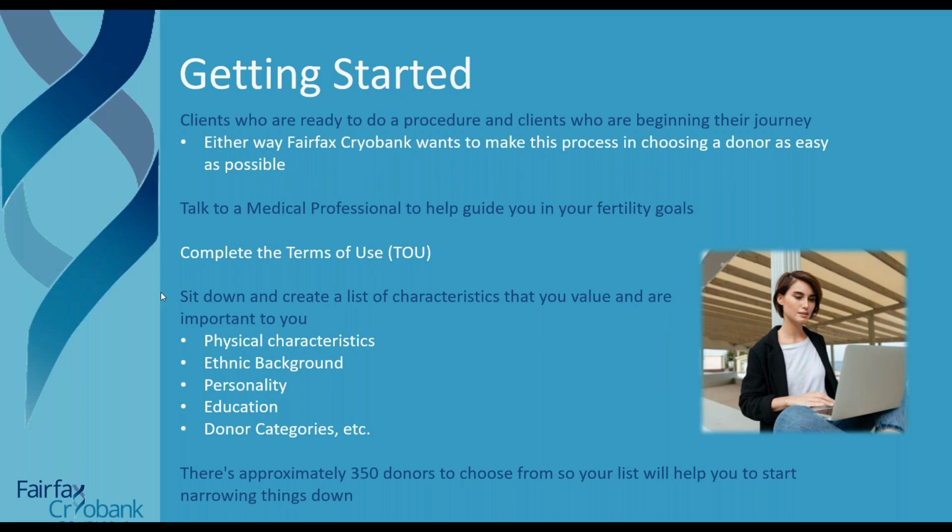As far as starting the journey to choose a donor, we often recommend that you sit down and create a list of characteristics that you value and that are important to you. That can be physical characteristics. Maybe you want your donor to be blonde, or maybe you want your donor to have dark hair. Also consider the ethnic background, the donor's personality, their education, as well as the donor categories. Right now, we have approximately 350 donors to choose from. So what we want to start doing is narrowing down what exactly your ideal donor would be, or what characteristics you're looking for specifically in your donor.